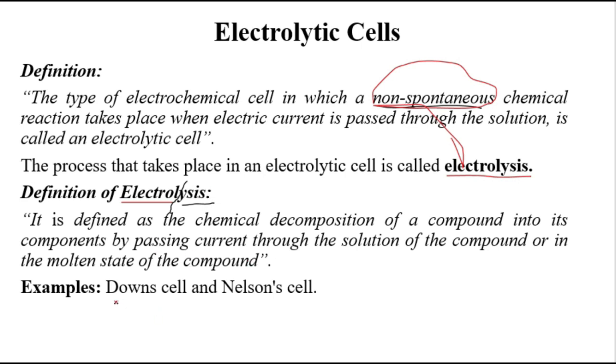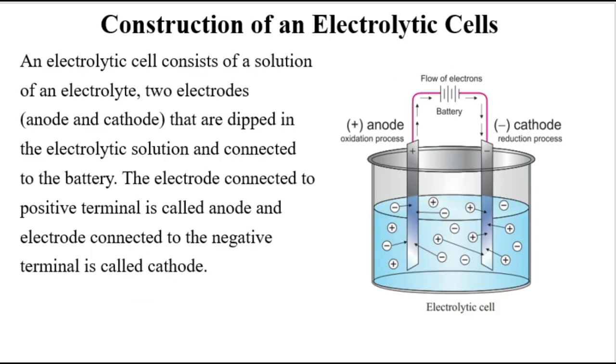When we look at examples, there are two famous ones. One of them is called the Downs cell and the other is called the Nelson cell. On the next slide, we will see the construction of the electrolytic cell.